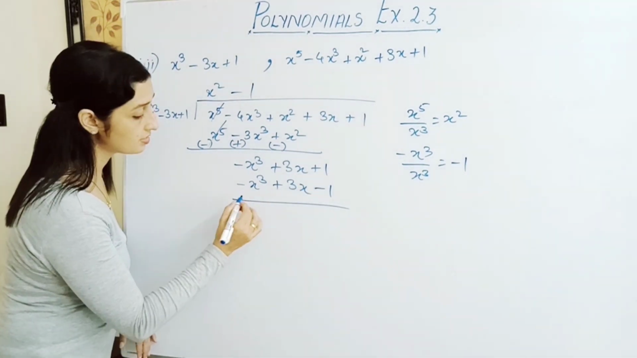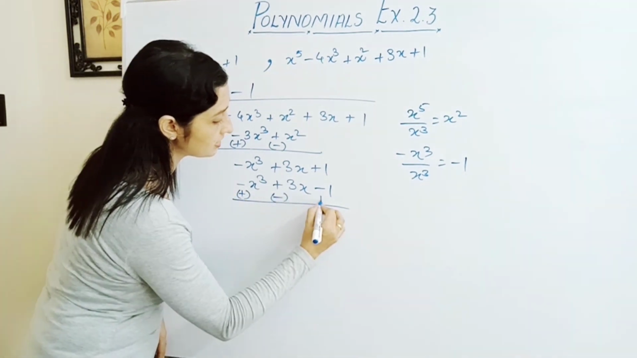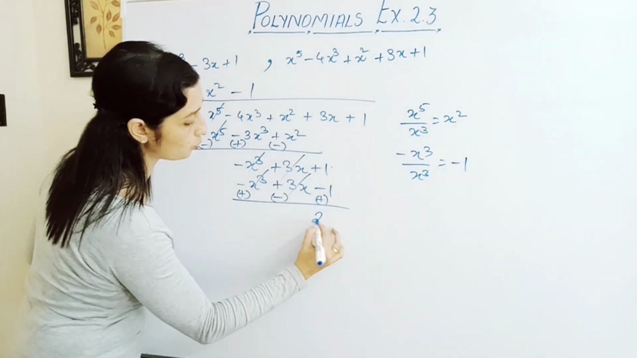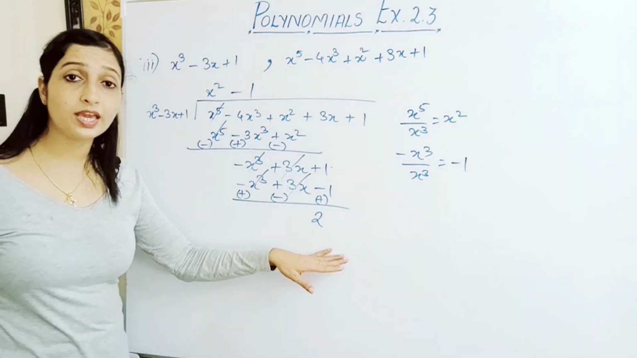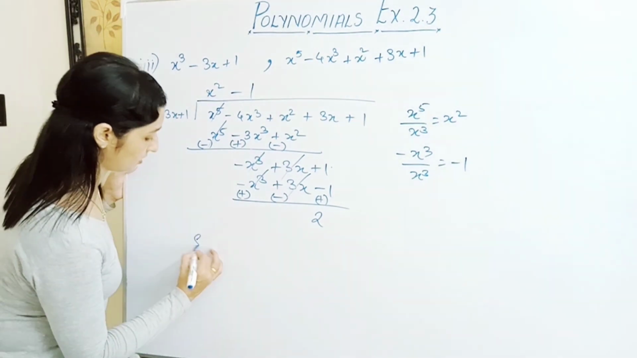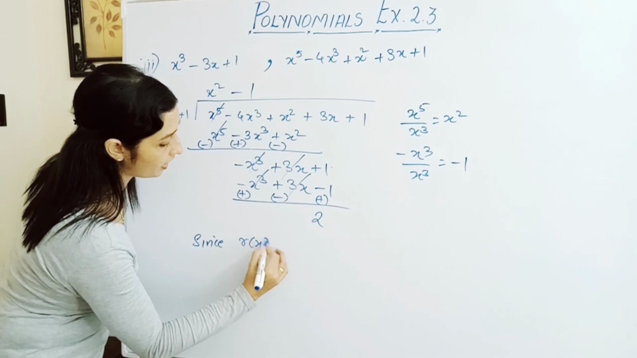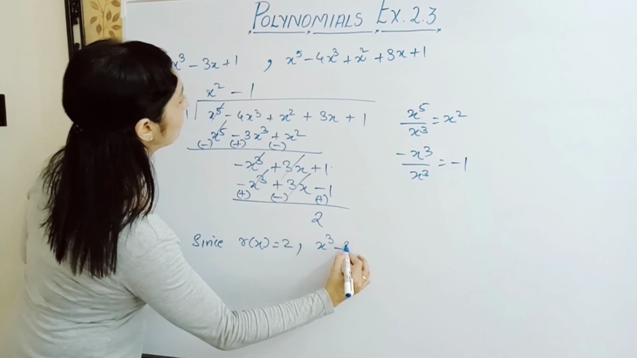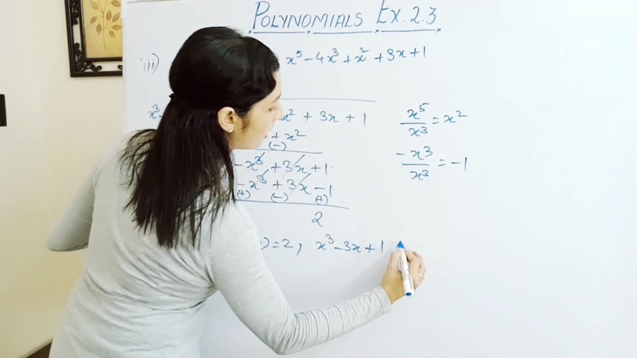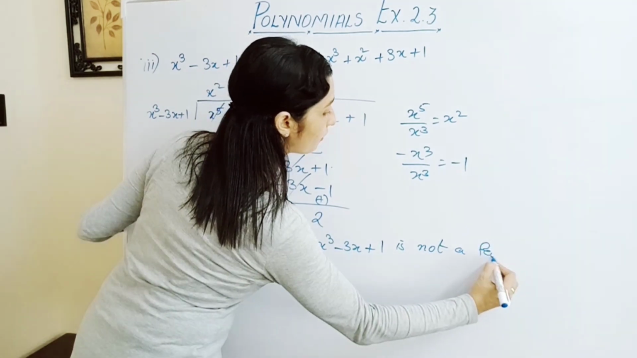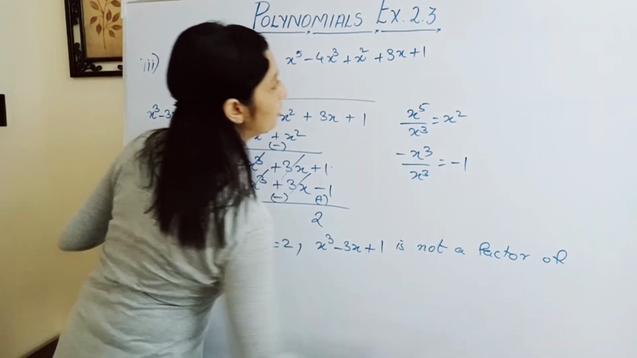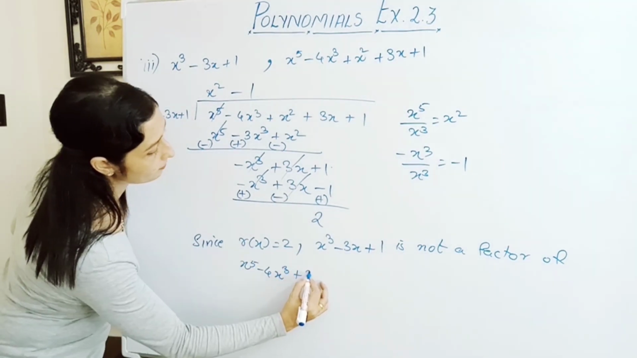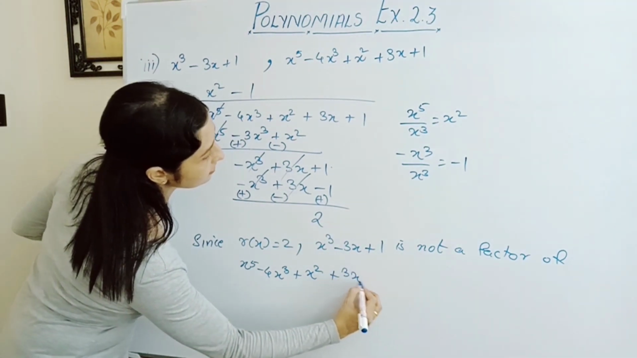Now reversing the signs, this becomes plus, this becomes minus, and this becomes plus. So this gets cancelled, this gets cancelled. 1 plus 1 is 2. Now since we have a remainder 2, that is r of x is equal to 2, the given polynomial x cube minus 3x plus 1 is not a factor of x raised to 5 minus 4x cube plus x square plus 3x plus 1.